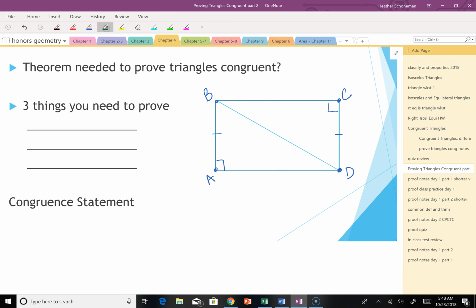Alright, let's see what we have here. The dashes mean congruent, so we've got a side, we've got the side in the middle, and we've got a right angle. So with 2 sides and an angle, the only thing that works is side, angle, side. So we ask ourselves, is this angle in between side 1 and side 2? No, it's not the included angle. So because it's not the included angle, it can't work.